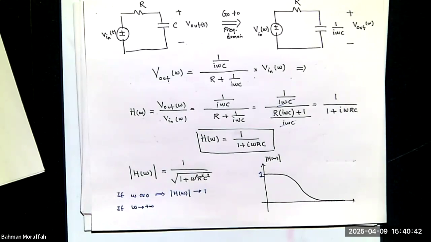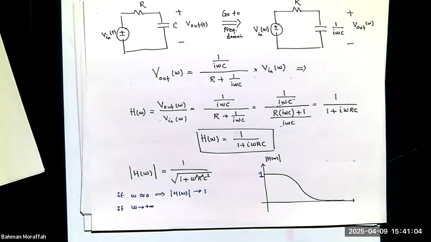Again, if omega is pretty big, this term dominates this 1. So what I have down here is 1 over omega. So for very high frequency, it decays like 1 over omega. And if you go to infinity, that 1 over omega asymptotically is 0.